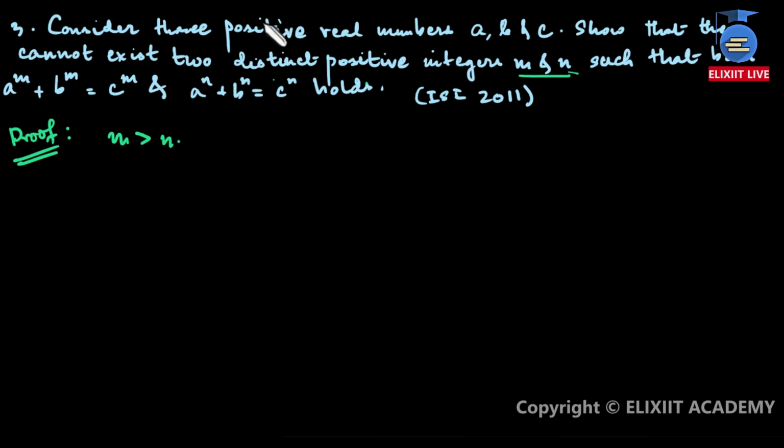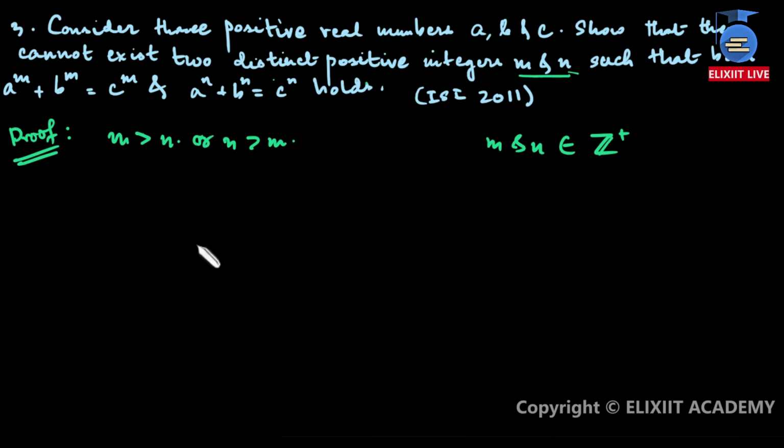Any of these assumptions you can consider, because since they have mentioned that m and n are distinct, one of them has to be bigger. Either n is bigger or m is bigger. And obviously it's mentioned that m and n are positive integers, which means m and n belong to Z plus.